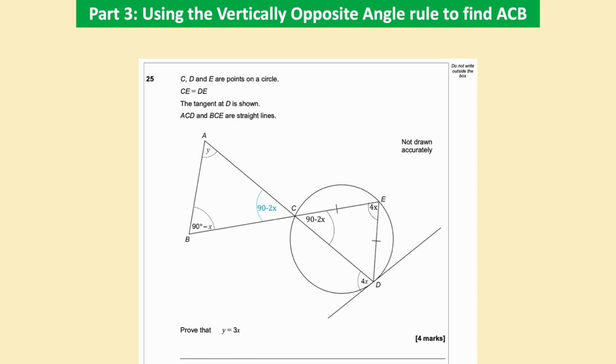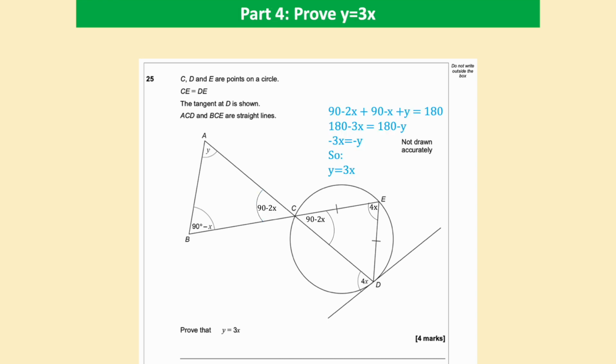Now from this, we have all the angles needed to answer the question, so we want to prove that y equals 3x. We're going to do this by adding together all the angles in the ACB triangle and setting that equal to 180, as 180 is the total angle of a triangle, and so when we do that, it solves to y equals 3x, as can be seen on the screen.